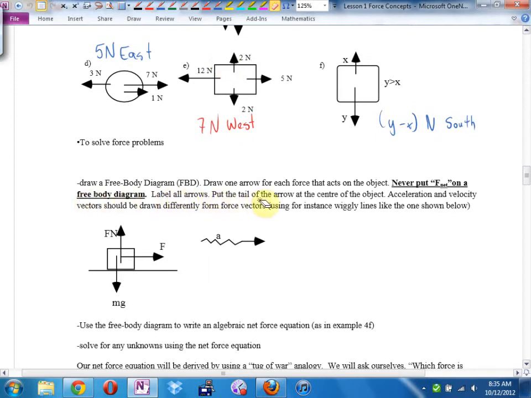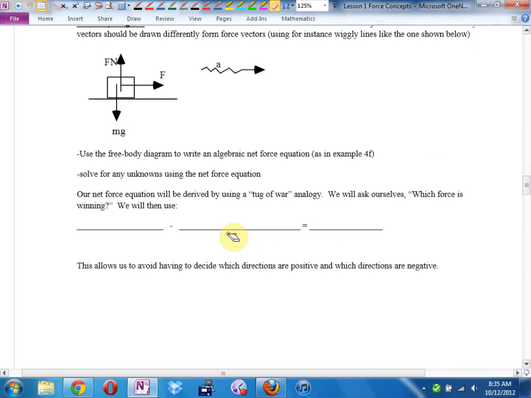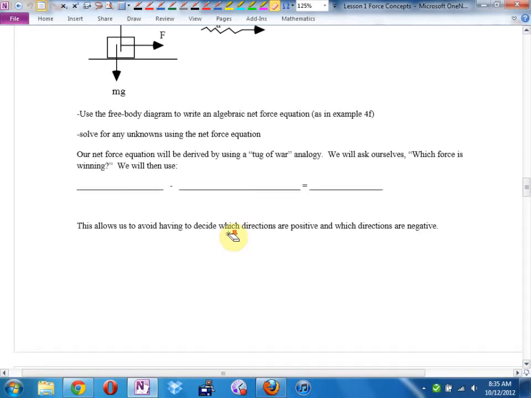Label all the arrows. Put the tail of each arrow at the center of the object, if at all possible. Sometimes it's going to be so crowded, you'll have to move one a little bit over to make it readable. Acceleration and velocity vectors should be drawn differently from force vectors. I almost never put acceleration and velocity vectors on a free body diagram, but if I do, I might use a squiggly line or a dotted line to distinguish them from my force vectors. Use a free body diagram to write an algebraic net force equation, as in example 4F, and then solve for any unknowns.